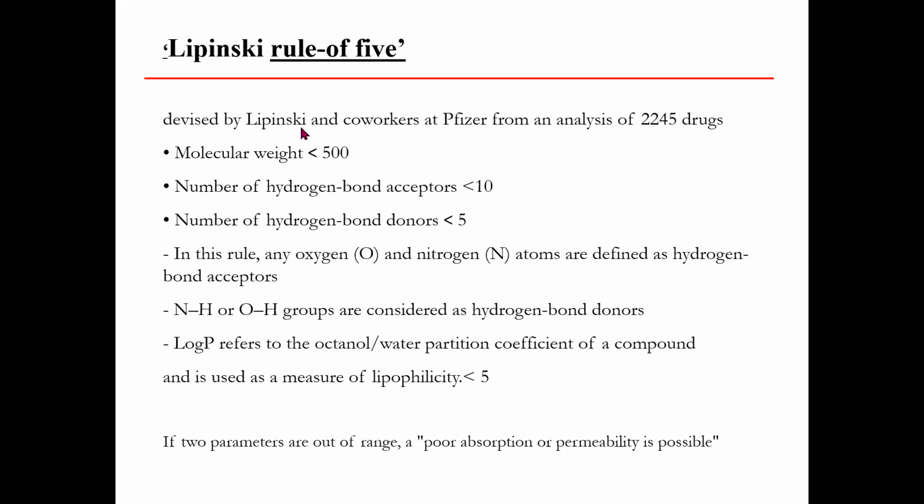is something called Lipinski's rule of 5. Lipinski and researchers working in Pfizer looked at a large number of drugs and they said for a molecule to have good oral bioavailability, the molecular weight of the molecule should be less than 500. Number of hydrogen bond acceptors, acceptor means nitrogen and oxygen, should be less than 10. Hydrogen bond donors should be less than 5. Log P should be less than 5. That's what they said actually.